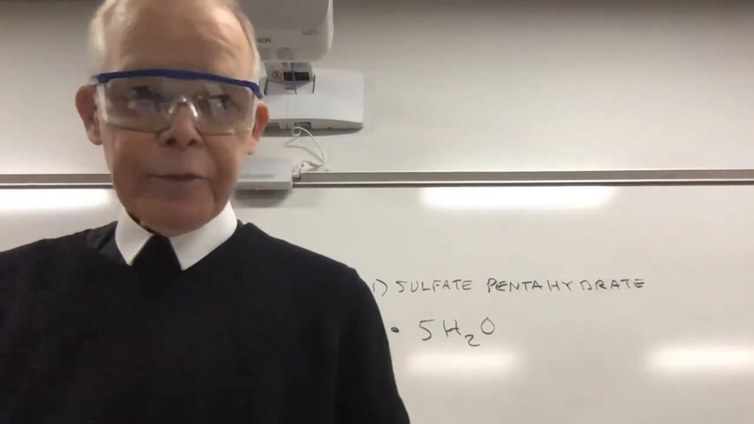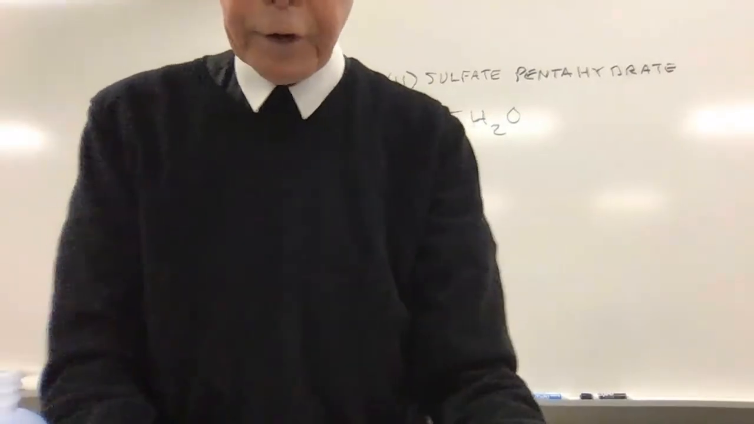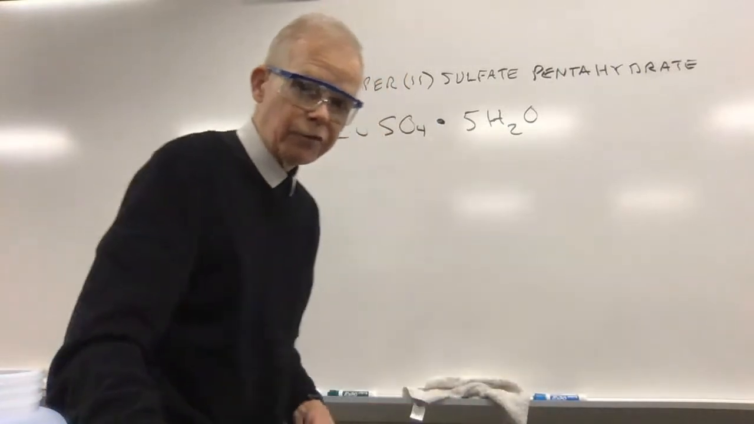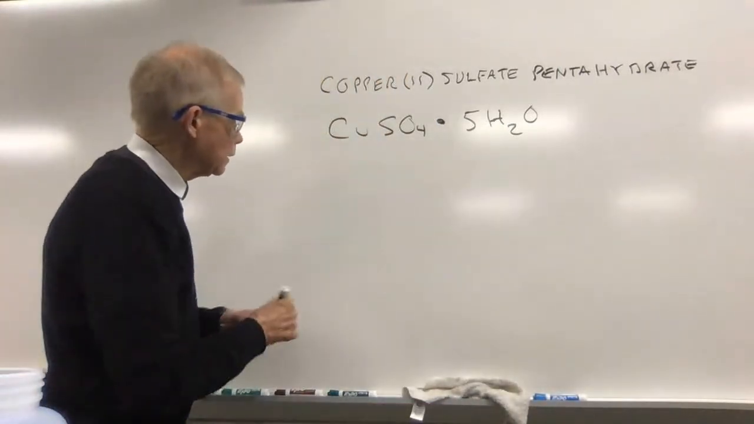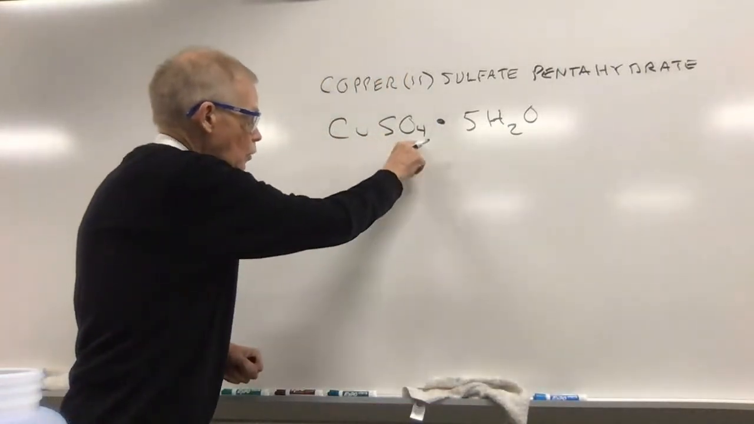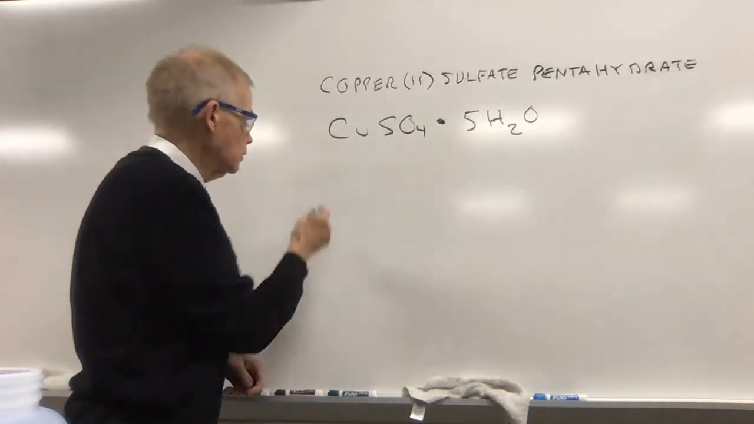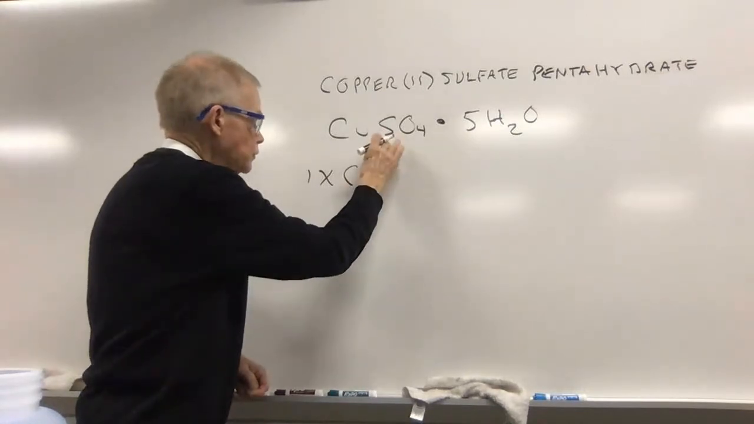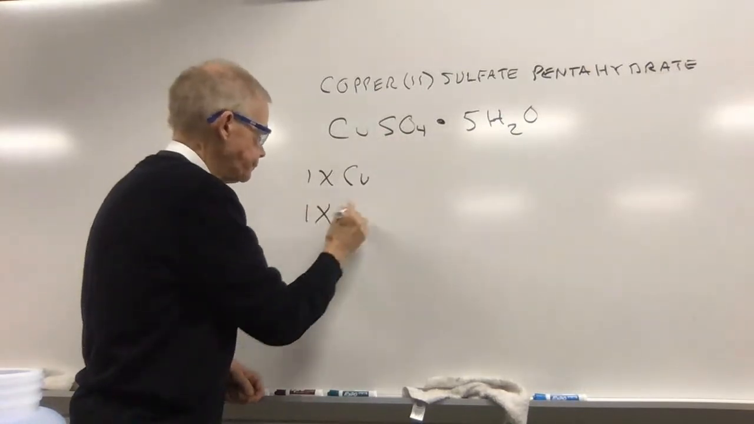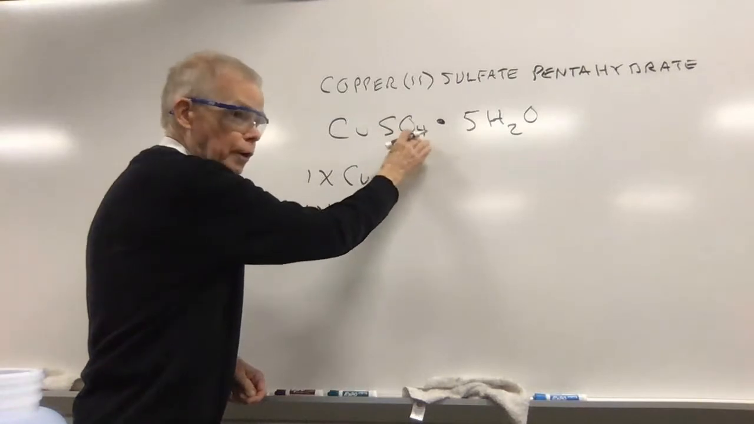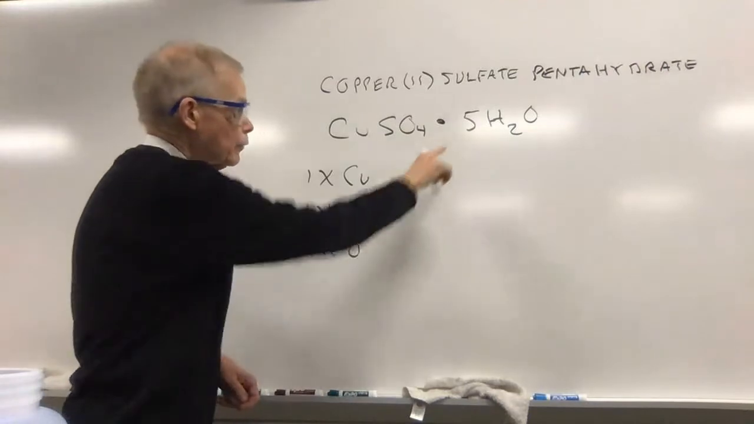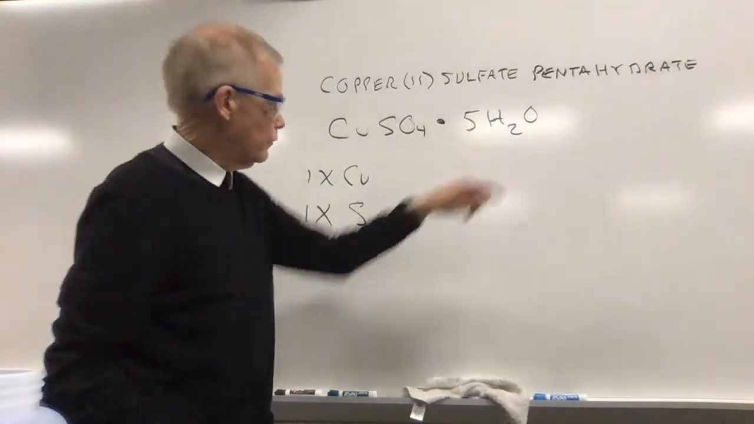Now, I'm going to back my computer up a little bit. Let me show you how the calculations work. I'm going to start off by counting the atoms that I have from the formula. So I got CuSO4 and then 5H2O. So I have 1 times copper. I have 1 sulfur. We have 4 oxygens. And when I look at the water molecule, I have 5 water molecules.